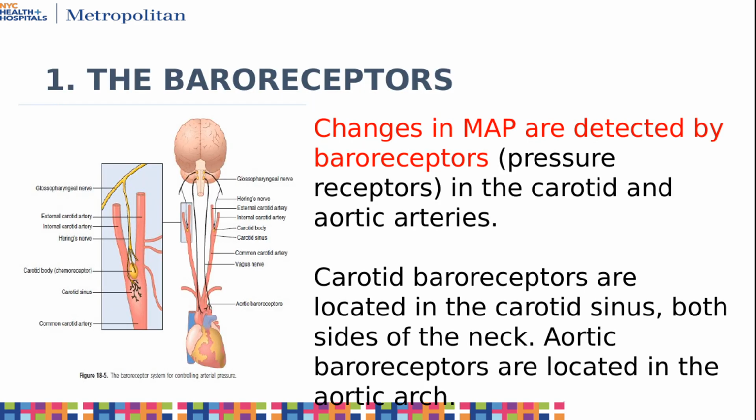Baroreceptors are pressure receptors in the carotid sinus and the aortic arch. Their job is to sense stretch. More pressure means more stretch, less pressure means less stretch. Those signals go to the cardiovascular centers in the medulla oblongata, which then adjust sympathetic and parasympathetic outflow. Clinically, this is the fastest and most familiar reflex for moment-to-moment blood pressure control.